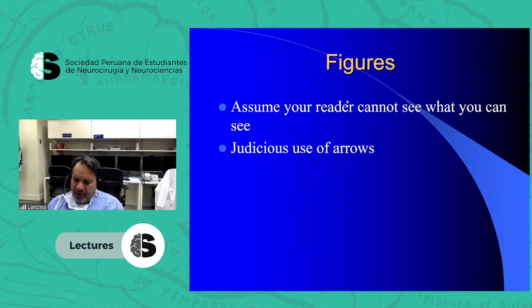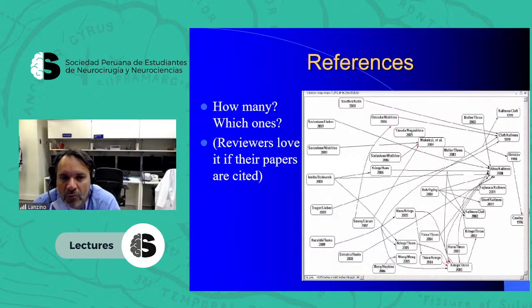In the figures, one of the best pieces of advice I was given by a radiologist was: do not assume that the reader sees in the figure what you see. Just because you see it, do not assume that it's so immediate to the reviewer. Remember, most reviewers nowadays are quite superficial when they read, and therefore use arrows liberally when you want to stress something about a figure.